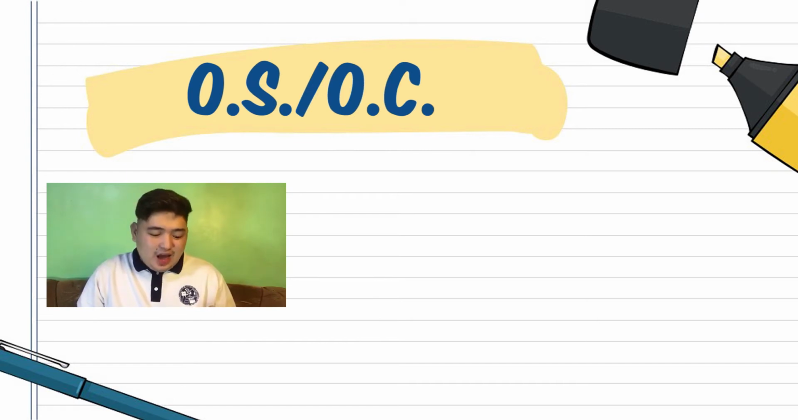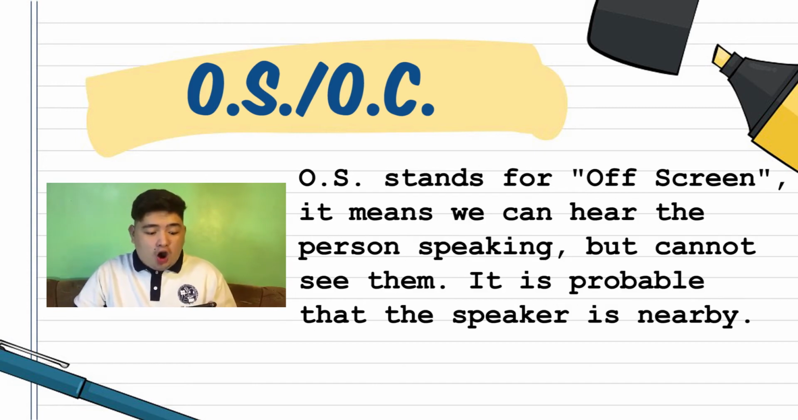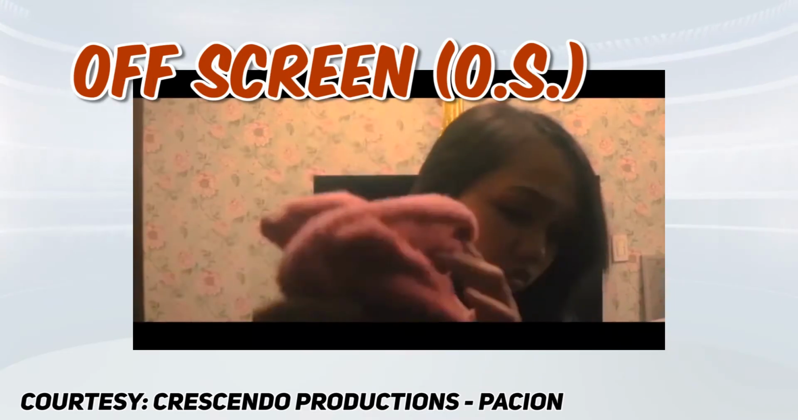OS and OC. OS and OC can be seen in the script right after the character. OS stands for off-screen. It means we can hear the person speaking but cannot see them. It is probable that the speaker is nearby.